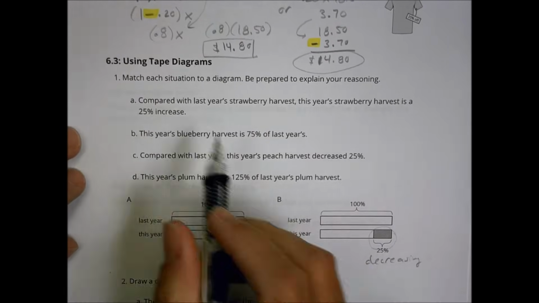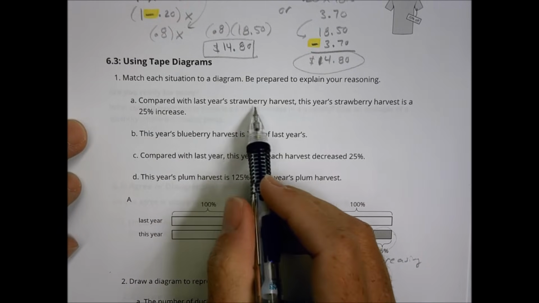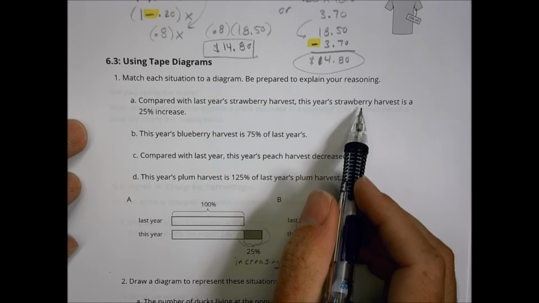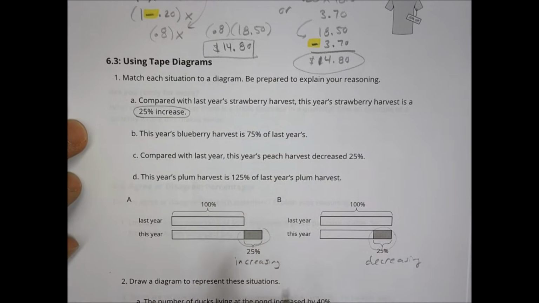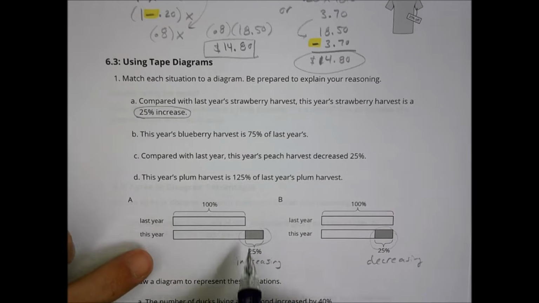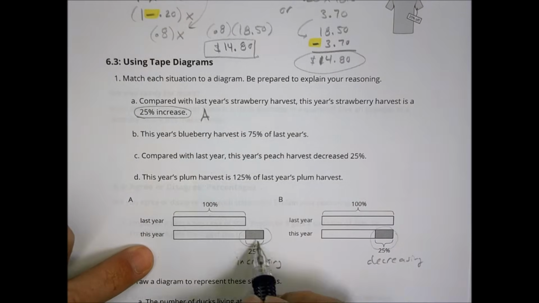Now let's take a look at our situations. A says, compare with last year's strawberry harvest. This year's strawberry harvest is a 25% increase. So which one shows a 25% increase? We would say A is a 25% increase because it's growing by 25%.